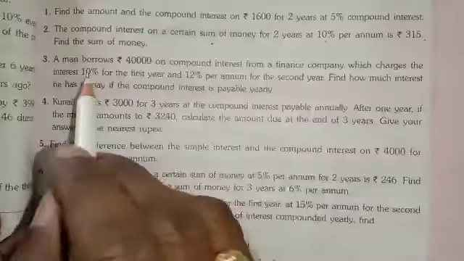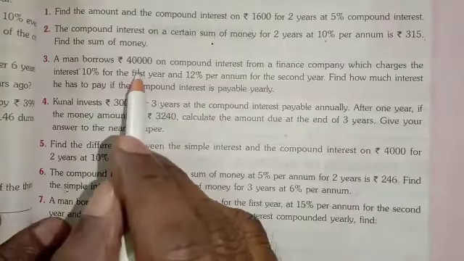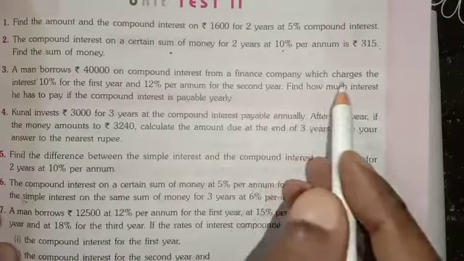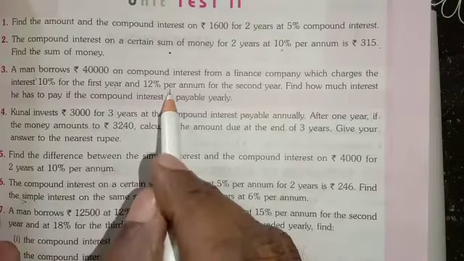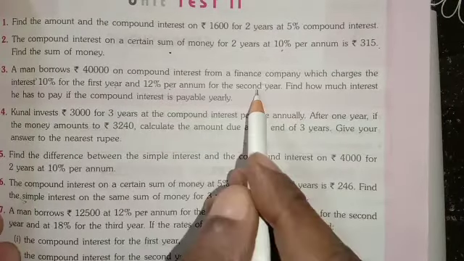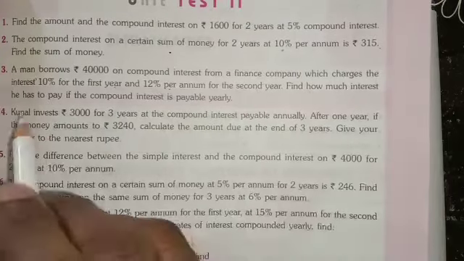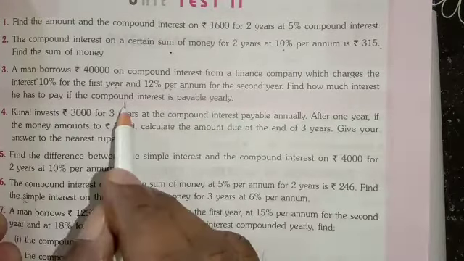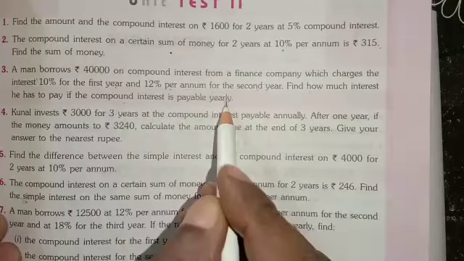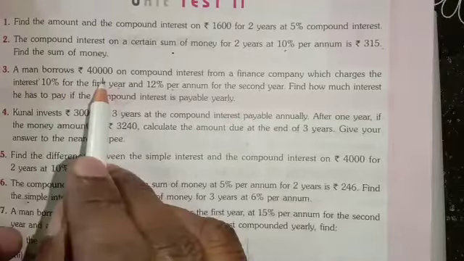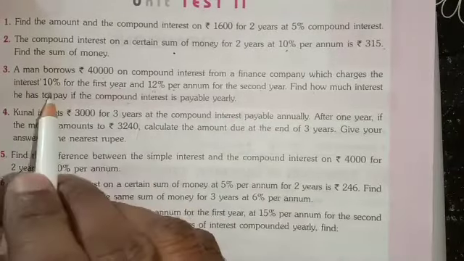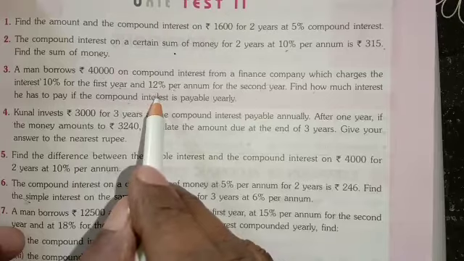Question number 3. A man borrows rupees 40,000 on compound interest from a finance company, which charges interest 10% for the first year and 12% per annum for the second year. Find how much interest he has to pay if the compound interest is payable yearly. First you will find the amount. After that, compound interest you will get as amount minus principal. A man borrows 40,000, that means principal given 40,000. First year rate given 10%, second year rate given 12%.